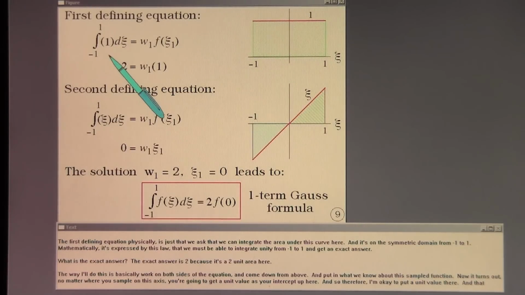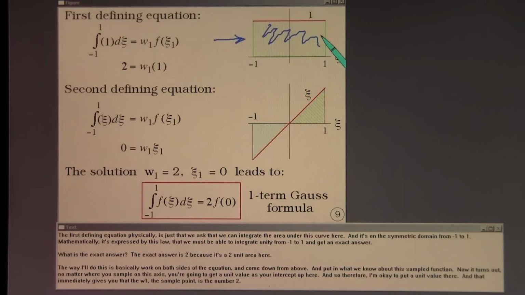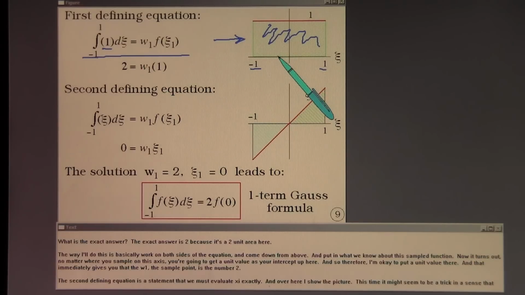The first defining equation physically is just that we ask that we can integrate the area under this curve here. And it's on the symmetric domain from -1 to 1. Mathematically, it's expressed by this law that we must be able to integrate unity from -1 to 1 and get an exact answer. What is the exact answer? The exact answer is 2, because it's a 2-unit area here.